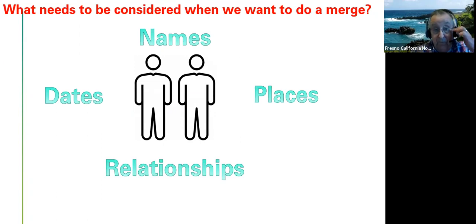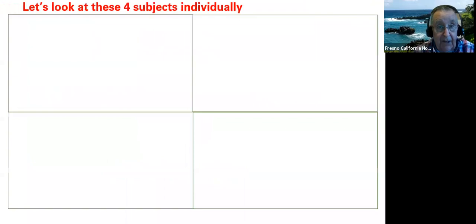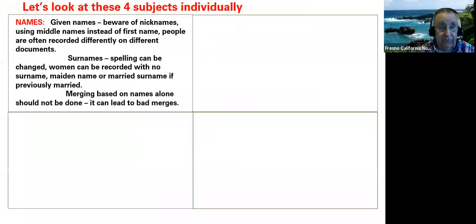And of the four, in the end, relationships probably is the one that should carry the heavier weight unless there's no relationships to show. But in most cases, that's the thing that's kind of the final decision on things. And we'll talk about that and you'll see that tonight. Okay, so let's look at those four individually.